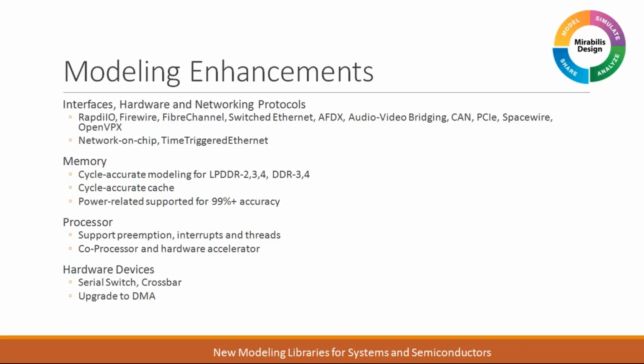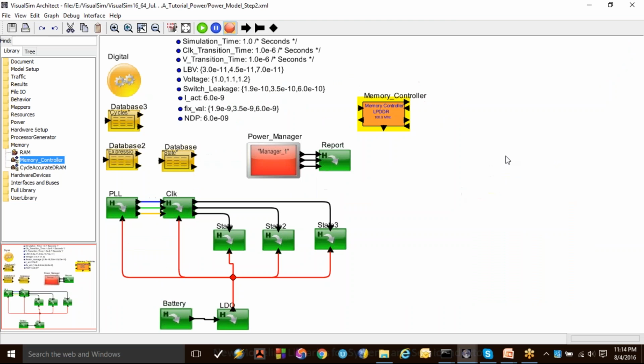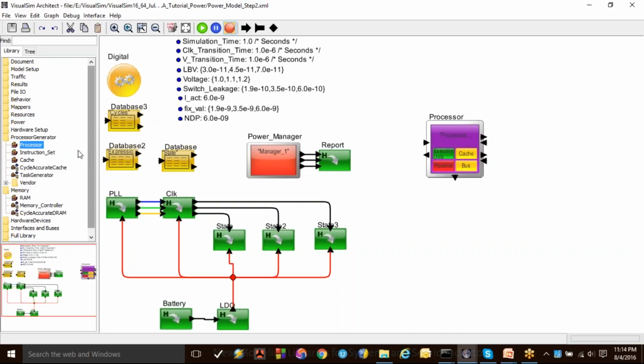With regards to the processor, we now support preemptions, interrupts, and running multiple threads on multiple processor cores. We have also provided the ability to call a coprocessor and hardware accelerator right from the processor pipeline itself. We are also providing a processor generator kit, which enables you to quickly assemble a custom processor, which could be a processor from your organization itself.